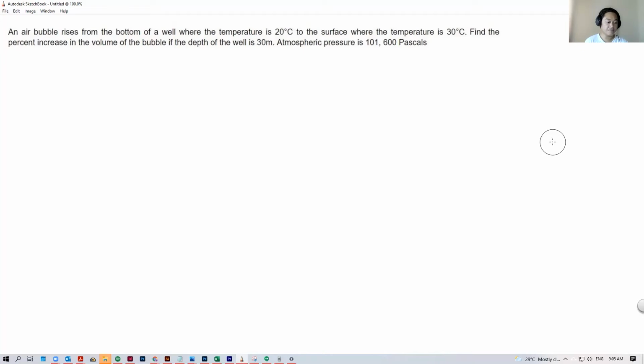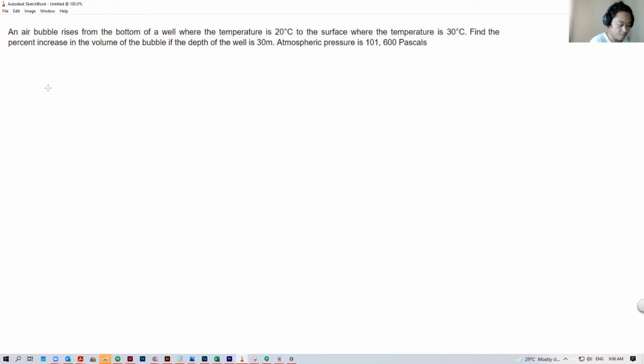An air bubble rises from the bottom of a well, where the temperature is 20 degrees Celsius, to the surface, where the temperature is 30 degrees Celsius. Find the percent increase in the volume of the bubble if the depth of the well is 30 meters. Atmospheric pressure is 101,600 pascals. So let's draw our schematic diagram.